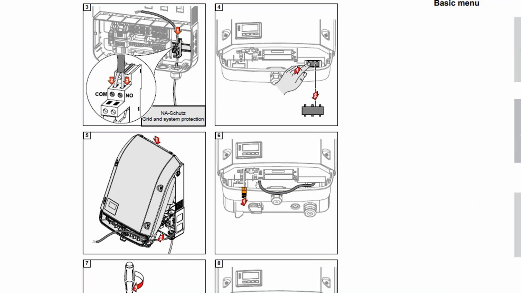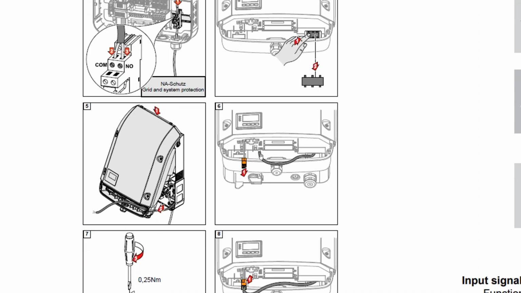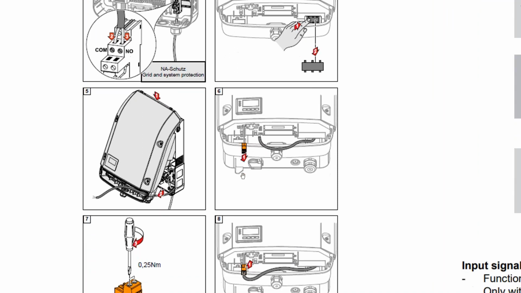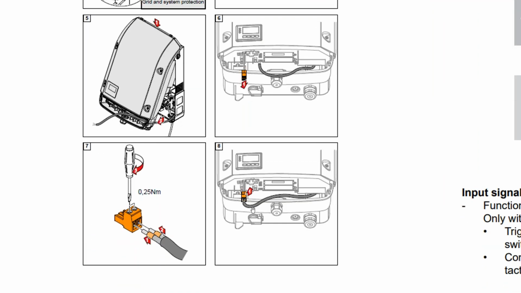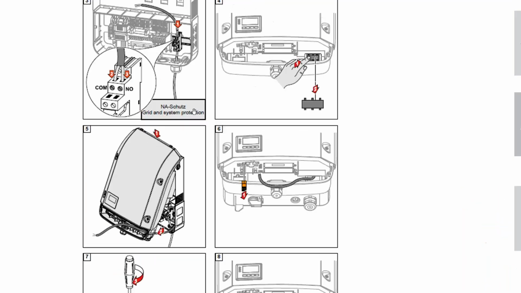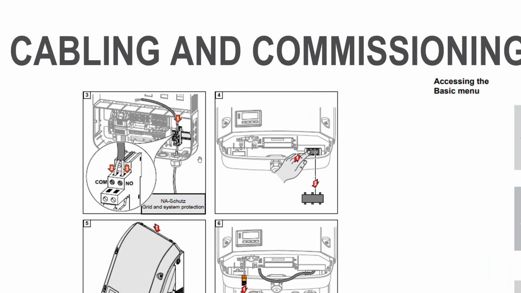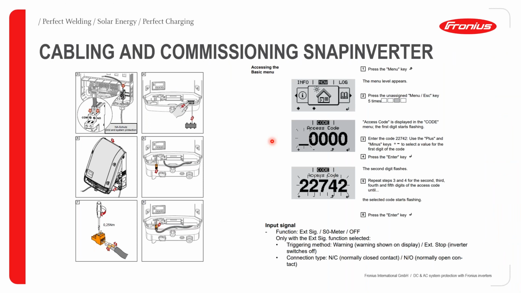And then you can go ahead and connect the cable to the S0 switch, as you can see in this case. And by doing that, you have successfully carried out the hardware wiring of your cable. So that's for the hardware.